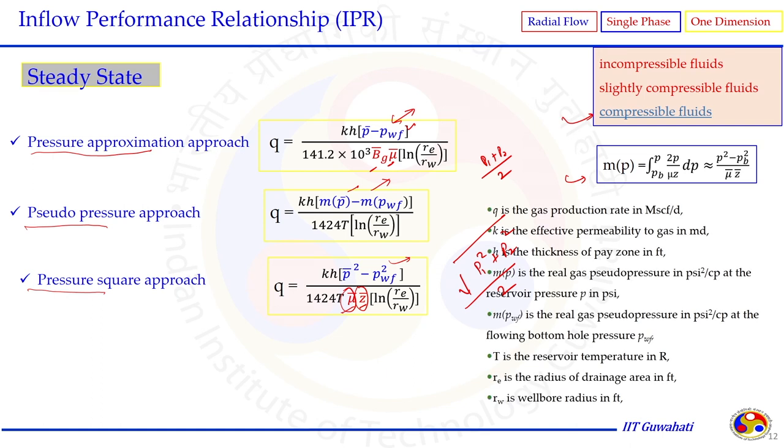The expressions are usual here. The only difference you will see here is the Q, that should actually be capital Q, but in some books it is written as a small q also. So whenever you are seeing such kind of expression, you need to look at what unit is mentioned for that particular term. So here q, although it is small case, the unit is MSCF per day, meaning it is the value of the gas production rate measured at the standard condition. Others have the usual meaning. The only terms here are MPW and MPWF. They are the real gas pseudo pressure, and the other P is the normal pressure in the reservoir, which has the unit of PSI.